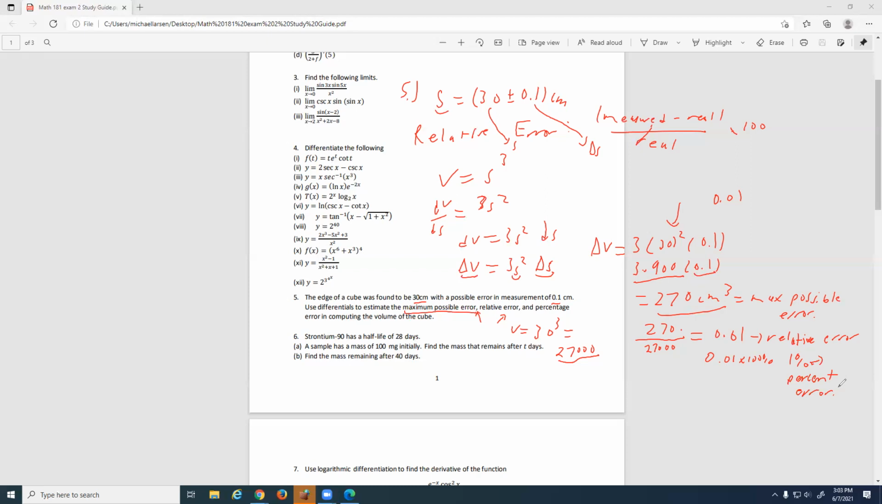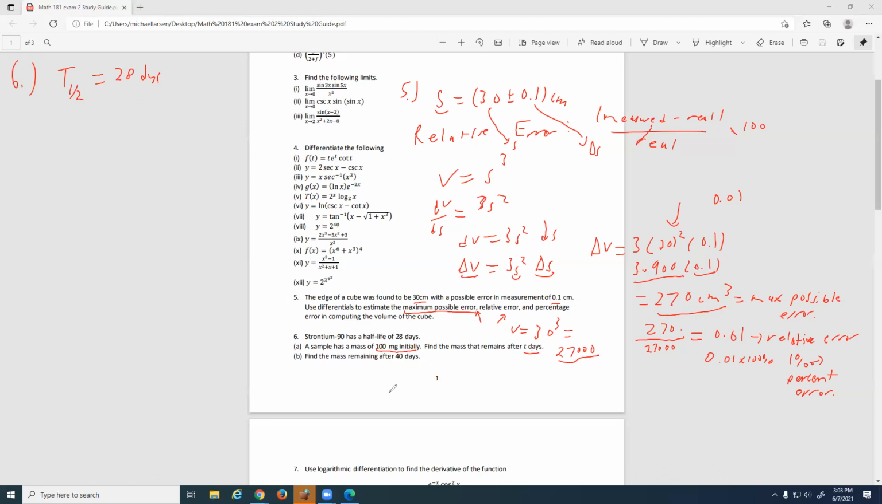No questions. All right, cool. In that case, we can move on to number 6. Number 6: Strontium 90 has a half-life of 28 days. I'm going to note that as T sub 1/2 equals 28 days. A sample has a mass of 100 milligrams initially. Find the mass that remains after T days. So we have this much initially, and we need to find the mass that remains after T days.